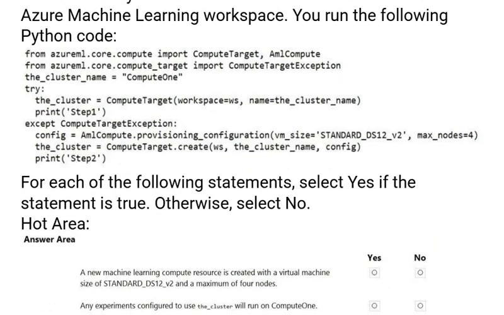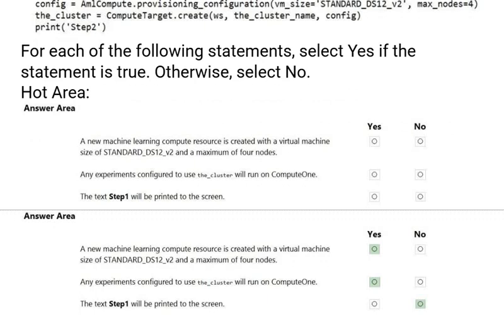For each of the following statements, select yes if the statement is true, otherwise select no. First statement is a new machine learning compute resource is created with a virtual machine size of this and a maximum of 4 nodes. Options are yes or no. Second statement is any experiments configured to use the underscore cluster will run on compute 1. Options are yes or no. Third statement is the next step 1 will be printed to the screen. Options are yes or no.